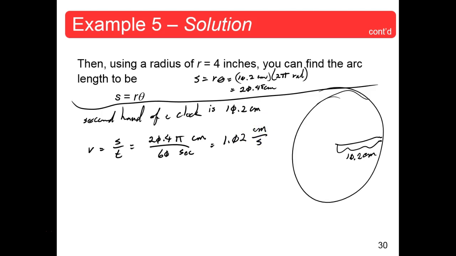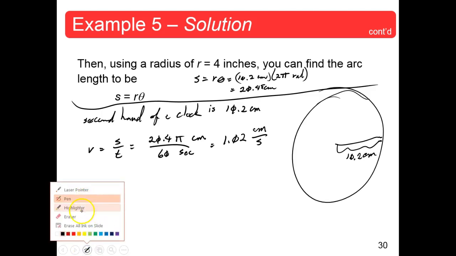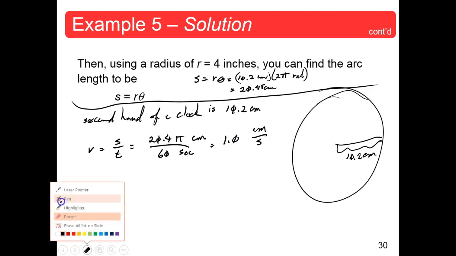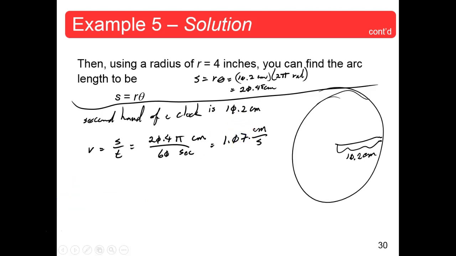That is the approximate value, 1.07, and the units would be centimeters per second. That's how fast it's moving if it's a 10.2 centimeter second hand. If it was a shorter one, it would be going slower. If it was longer, it's really flying. The tip has to be moving much faster. Okay. So 1.07 centimeters per second.